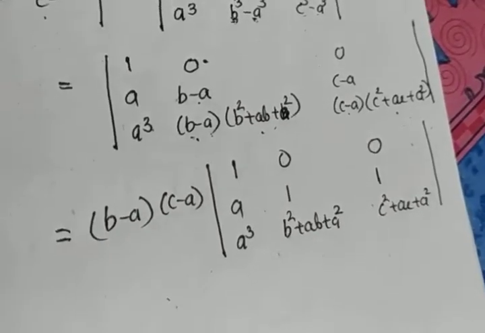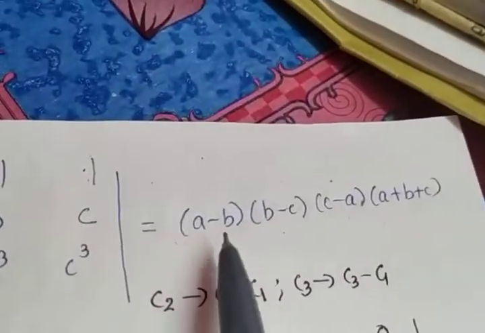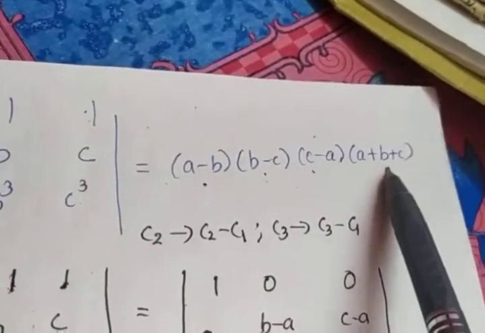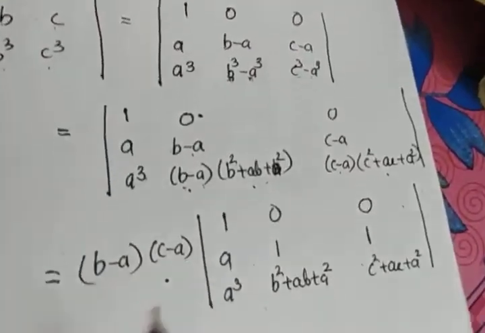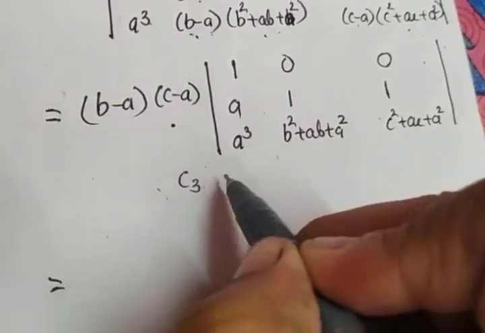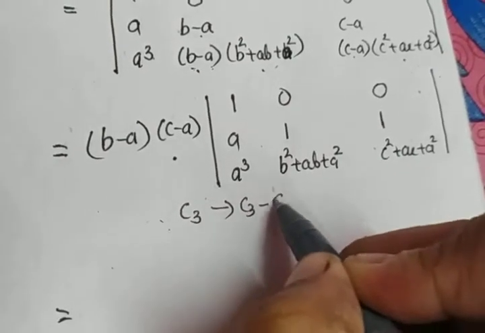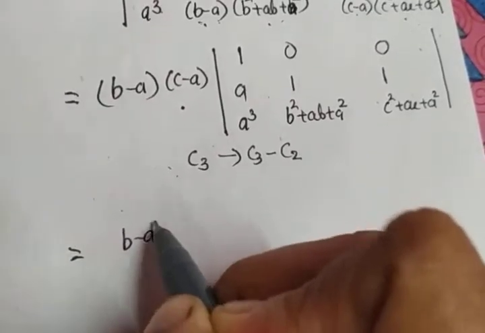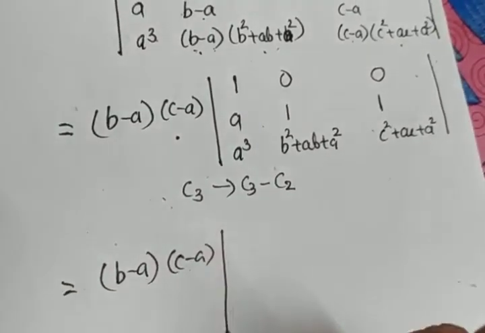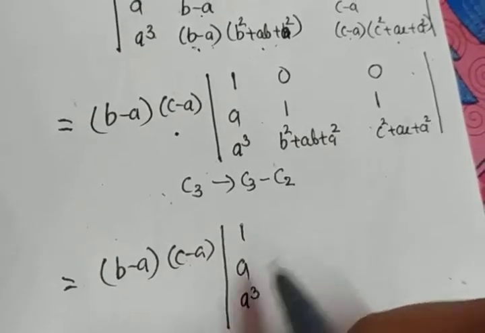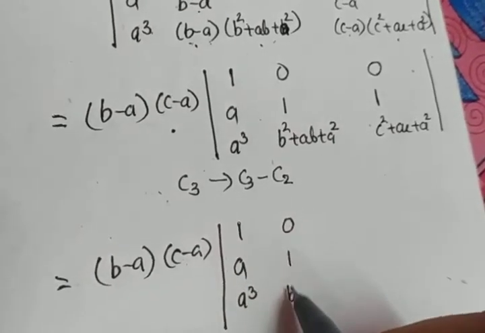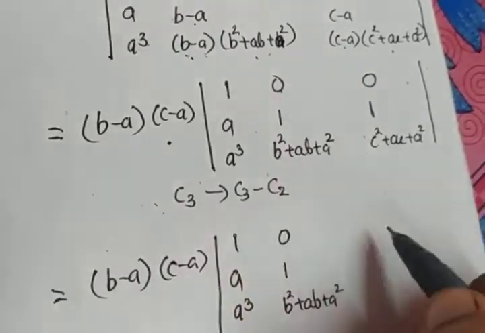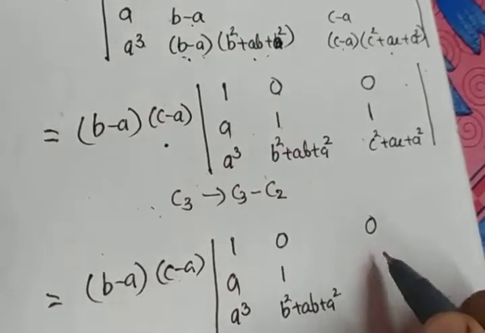Again, we have b minus a, and c minus a also we got here. Again we need a b minus c and this term a plus b plus c. For that, we apply another transformation: C3 changes to C3 minus C2. So b minus a into c minus a into the determinant: first column 1, a, a cube; second column 0, 1, b square plus ab plus a square; third column 0 minus 0, that is 0, 1 minus 1, that is again 0.